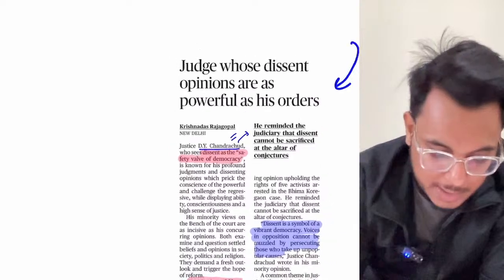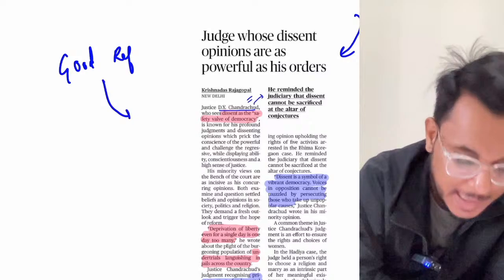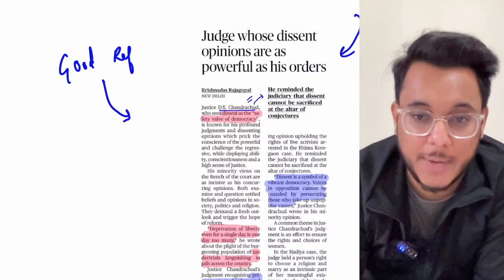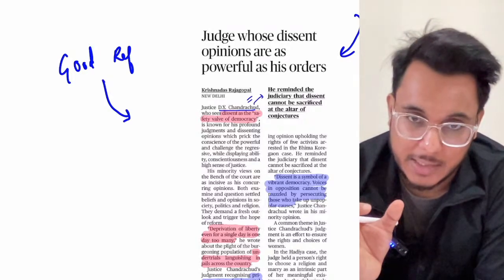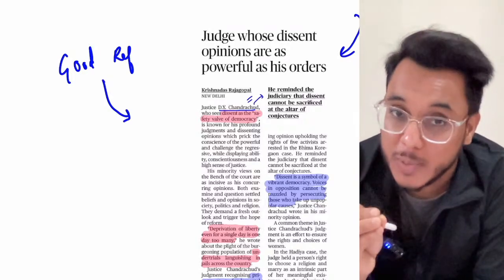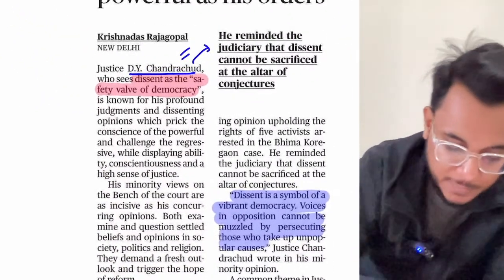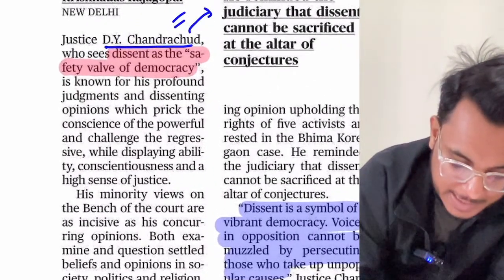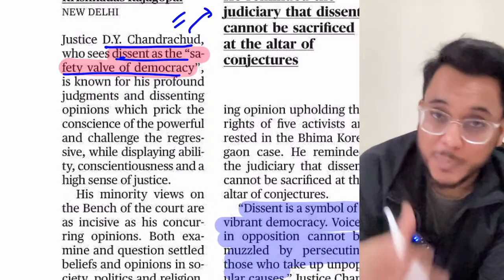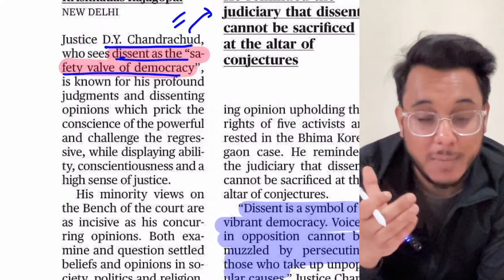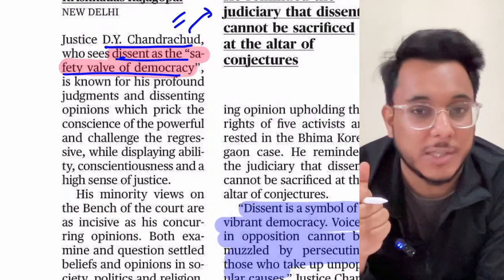Now, some very good references have been given. Guys, understand this: when you are writing your answers, you always have to complement them with references, and if you give references from the Supreme Court, they are excellent. Number one, D.Y. Chandrachud said that dissent is the safety valve of democracy. When we talk about a safety valve, it helps in venting out the pressure. If there is no safety valve, the pressure will build up and then it will destroy the system.